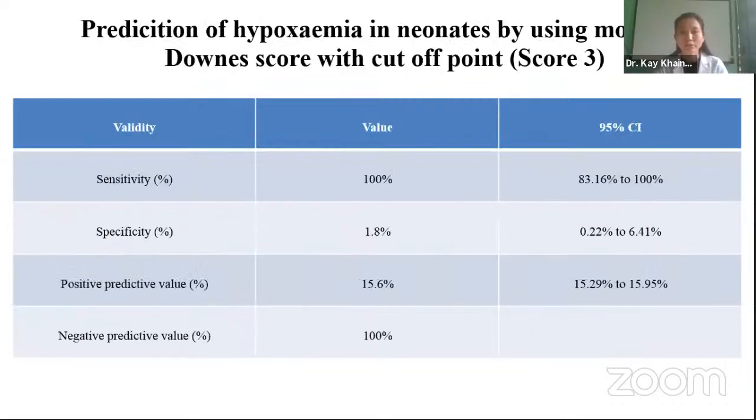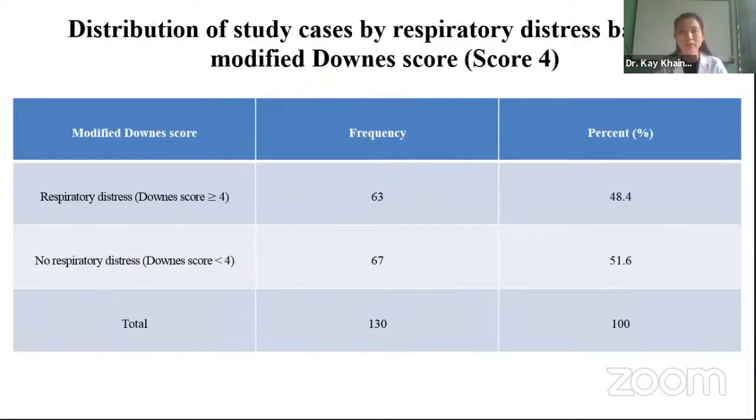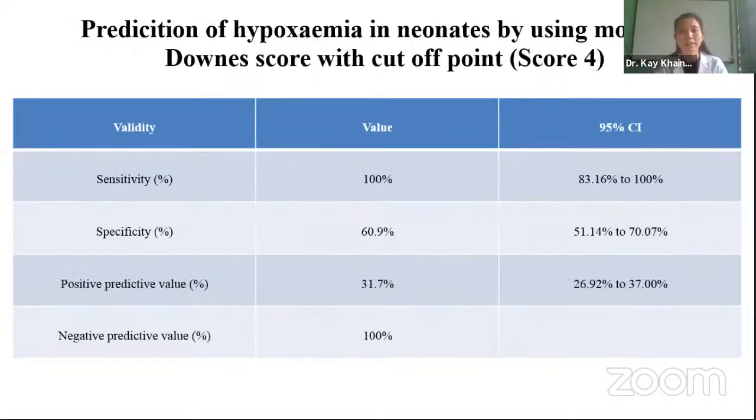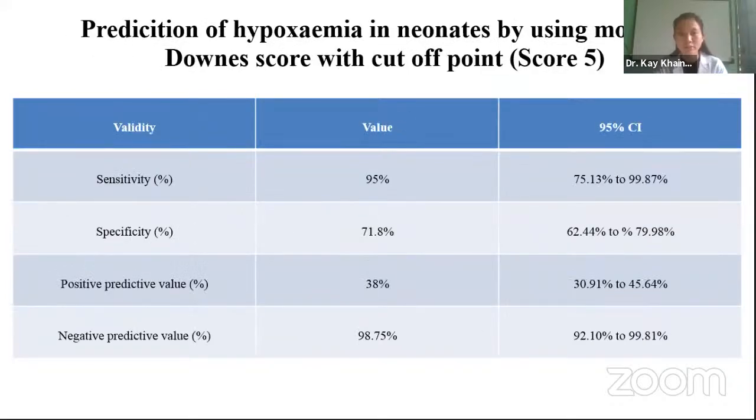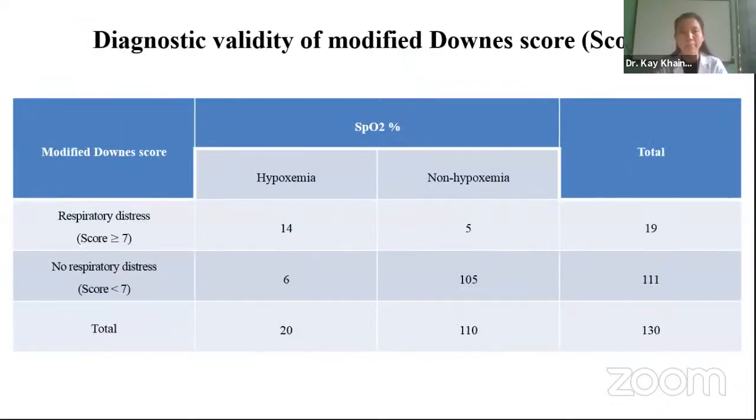This is a cutoff point score 3, sensitivity 100% and specificity 1.8%. This is a cutoff point score 4, sensitivity 100% and specificity 60.9%. This is a cutoff point score 5, sensitivity 95% and specificity 71.8%. This is a cutoff point score 6, sensitivity 90% and specificity 82.7%.